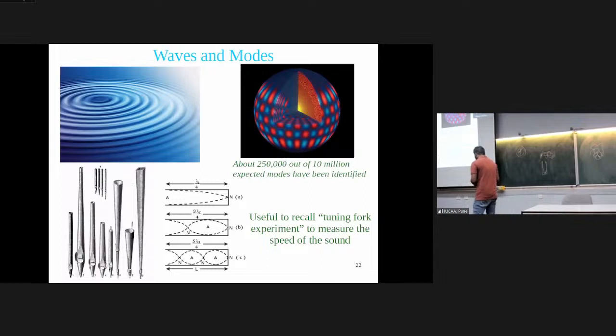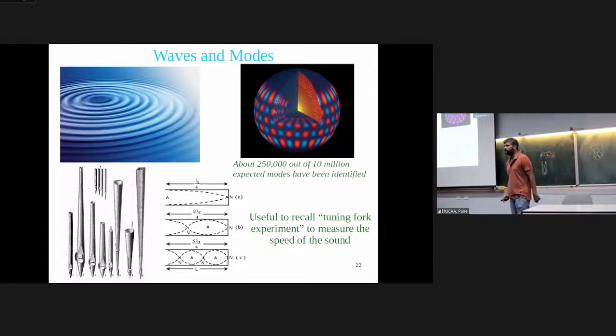So, because the sun is complicated, about 10 million modes are expected. One mode is like one of these. This is a single mode. You can fit a lot of modes, right? The number of modes that you can fit in a cavity, you can calculate before it is dissipated. Because once you are going to higher overtones, you are creating smaller and smaller wavelengths. They will be dissipated by viscosity.